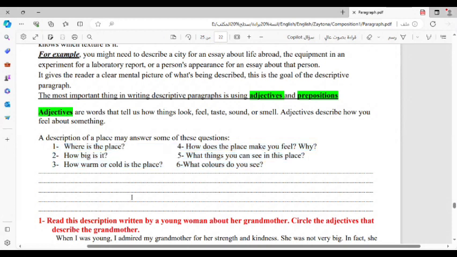For example, I'm asking you to write about your favorite place. So you need to keep in mind, where is the place? You need to tell us where it is located. You need to tell us how big it is. Is it big? Is it small? How warm or cold is this place? How does the place make you feel, for example? And why? What things can you see in this place? What colors do you see? Those are some helpful questions for you in order to describe your favorite place. So you need to keep them in your mind.